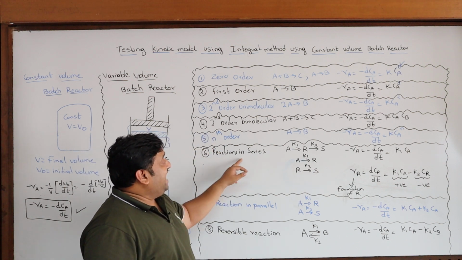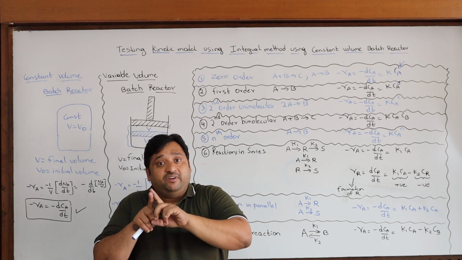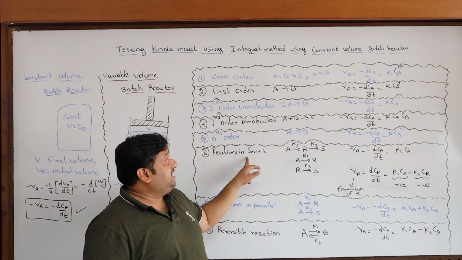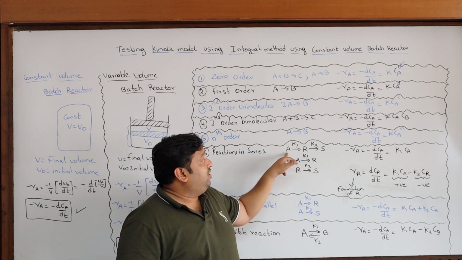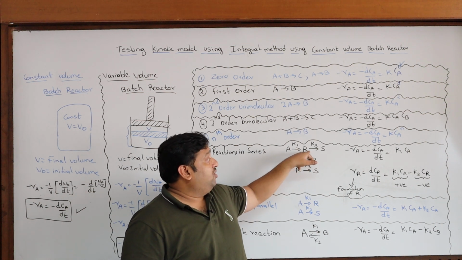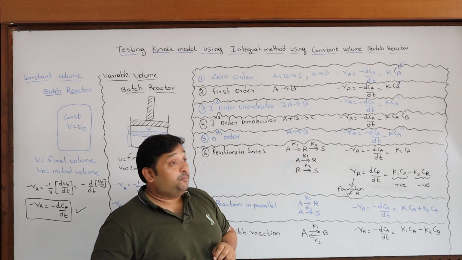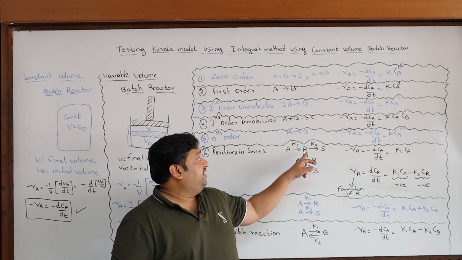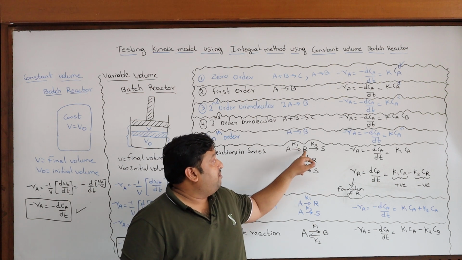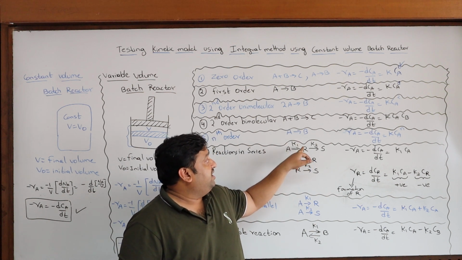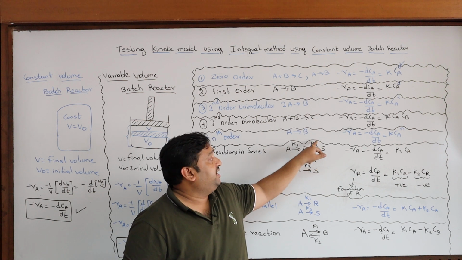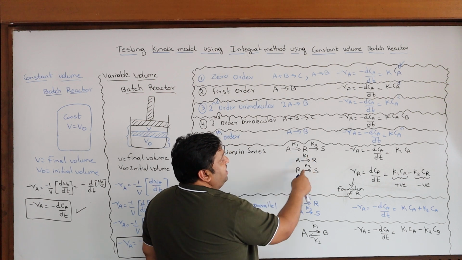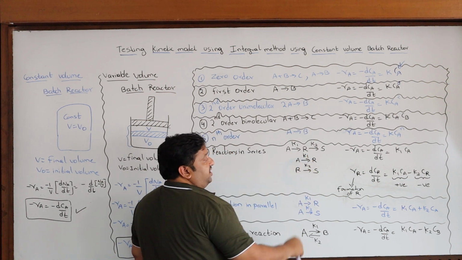Next important is reaction in series. Not every reaction is a single step; there are multiple steps in a reaction. Series reaction means first A forms R, and then R can form S. The products could be R and S, both are products. A is reacting to form R with rate constant K1, and R is reacting to form S with rate constant K2, as given here.